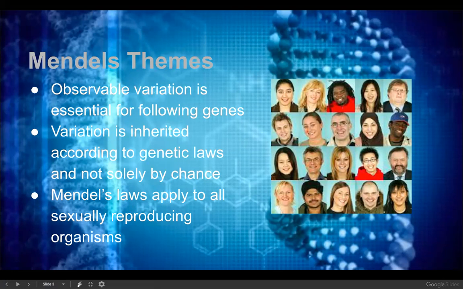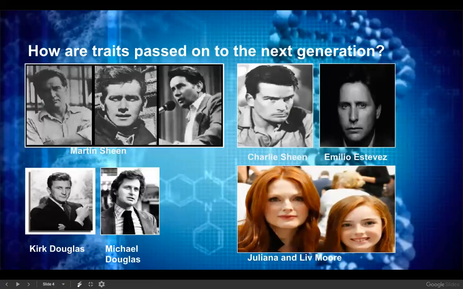All right, so Mendel's themes. Observable variation is essential for following genes, so you've got to be able to see a change. Variation is inherited according to genetic laws and not solely by chance, so there are very specific laws to it. And Mendel's laws apply to all sexually reproducing organisms, so it could be dogs, cats, elephants, lions, humans, whatever. Traits are passed on to the next generation. If you look at these individuals, you can see how they look very similar and they're from the same family.